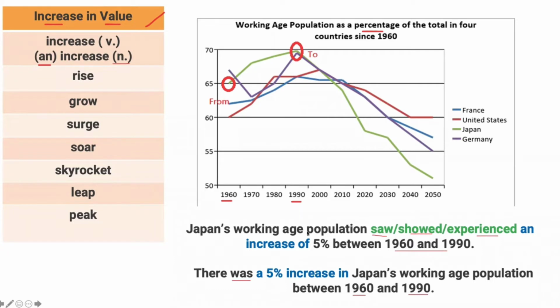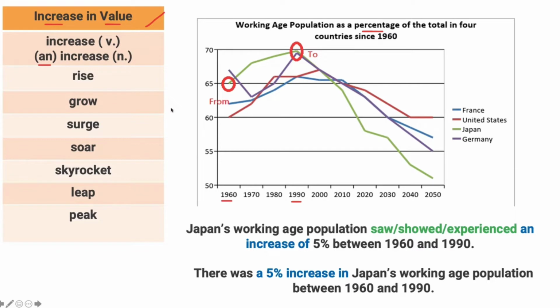Now, a key point here to keep in mind is the use of the preposition of and the use of the preposition in. So of is used when it's followed by a percentage or a number, and in is used when you want to say what is increasing. So Japan's working age population is increasing, and here the increase is of a 5% difference. So always make sure you're keeping your prepositions in mind.